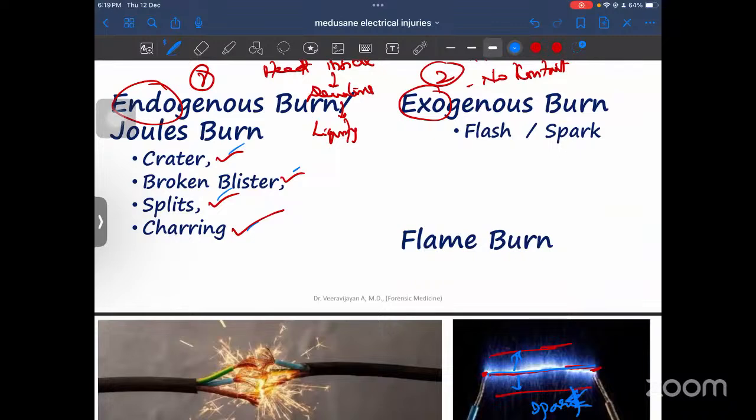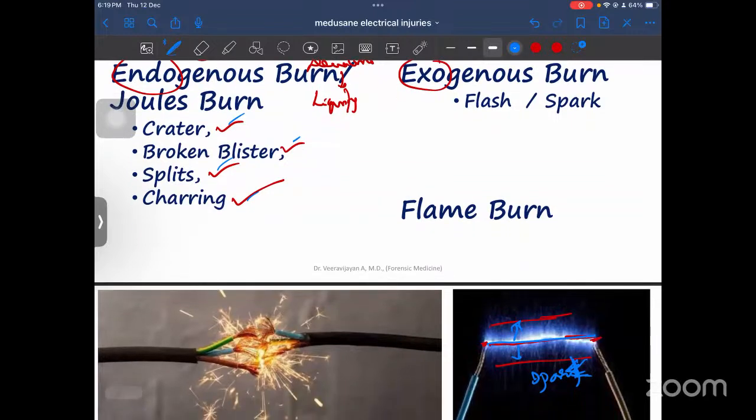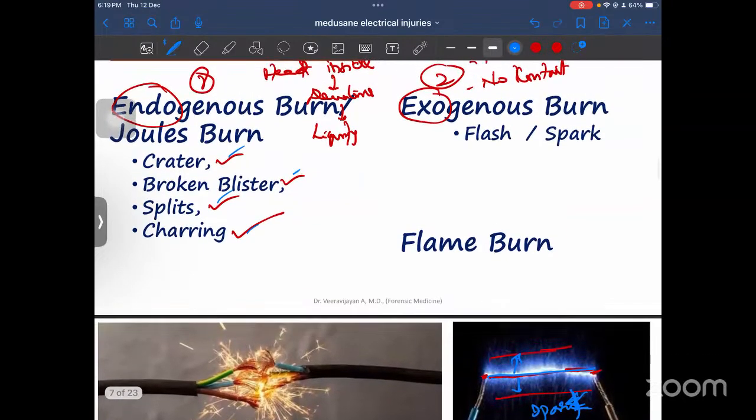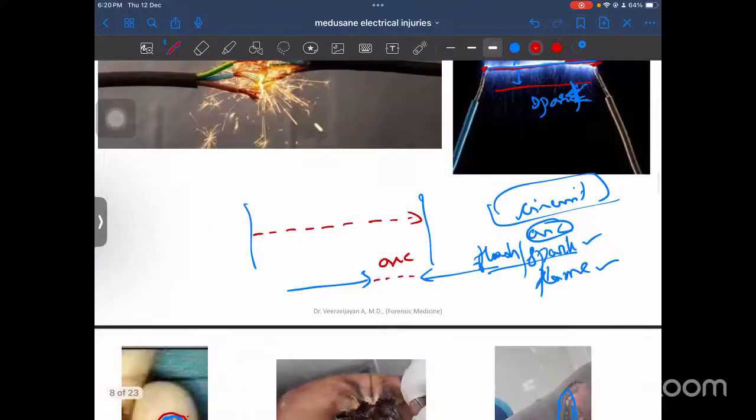Exogenous burns are otherwise known as splash or spark burn. Now you would have understood what is spark or flash. Here there is no contact. This is human tissue. This is electric wire. As such, there is no contact, but the spark from this electricity causes damage to the skin. This is the spark from this live wire. This is flash or spark burn.